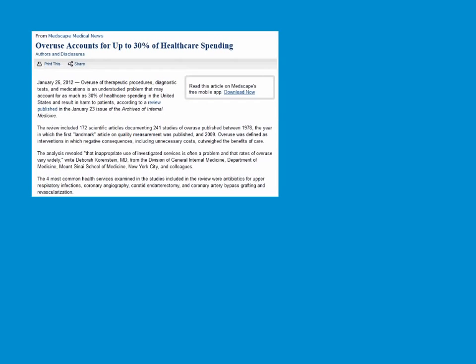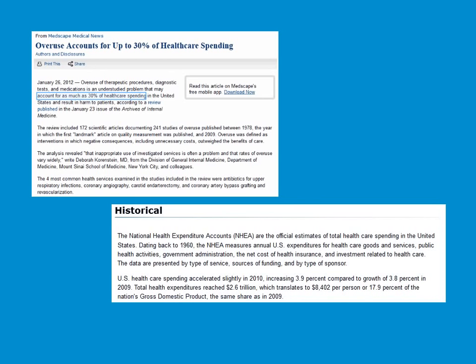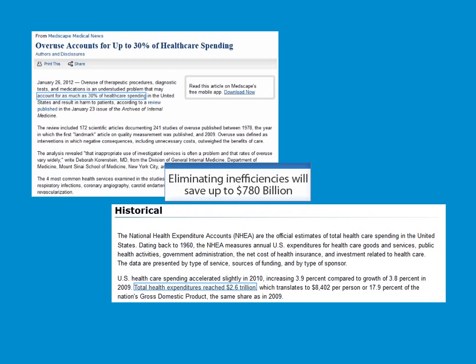Now we'll look at some major figures. As noted before, just eliminating waste in the current healthcare system would save 30% of total costs, which at $2.6 trillion spent in 2010 means a $780 billion savings. Nearly the entire 10-year projected cost of the Affordable Care Act saved in 1 year, just eliminating waste.